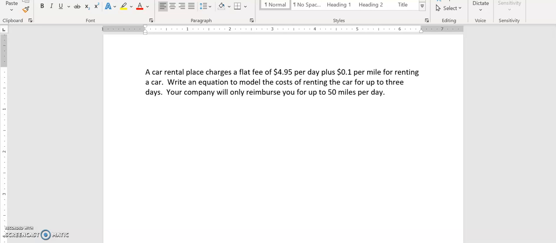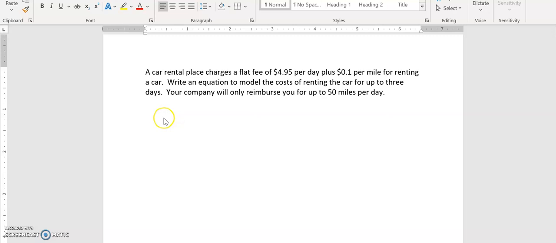So we want to look at a problem that involves a piecewise function modeling the cost of a car rental on a day rate as well as a mileage rate. So what we'd like to do is write an equation that represents the situation, and then graph that equation.